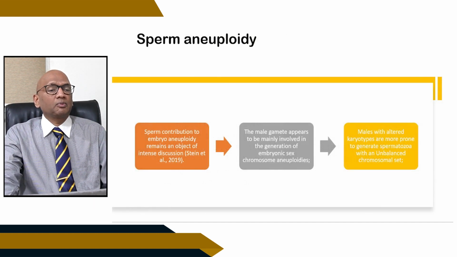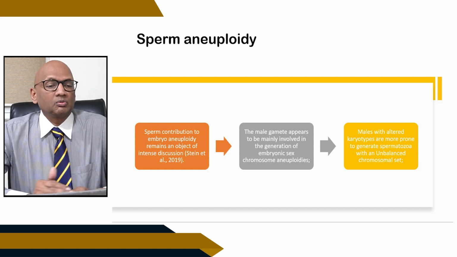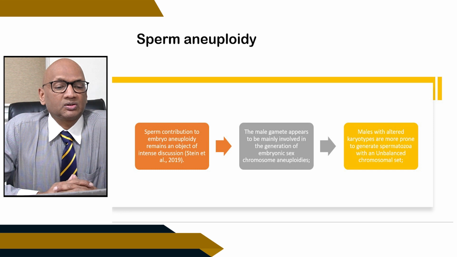When we come to sperm aneuploidy, maternal aneuploidy is common and it is age related, whereas paternal aneuploidy is not age related. Maternal aneuploidy most of the time affects the non-sex chromosomes, whereas paternal aneuploidy affects the X and the Y chromosomes. The sperm contribution to the embryonic development has remained an enigma. The male gamete appears to be mainly involved in the generation of embryonic sex chromosome abnormalities, leading to aneuploidy.